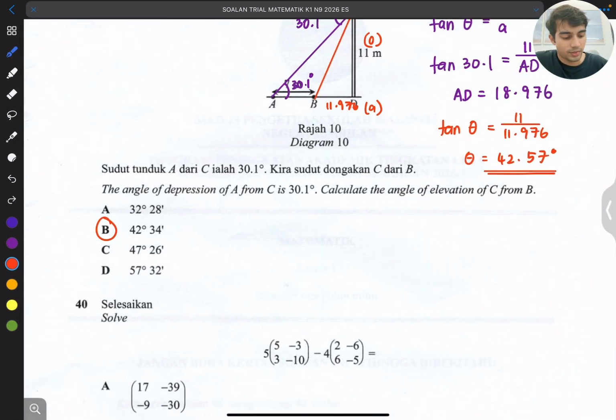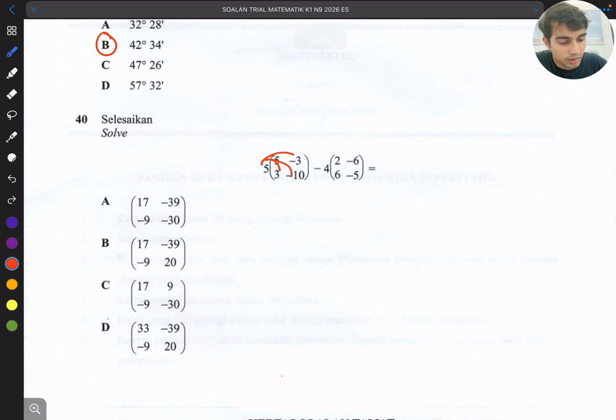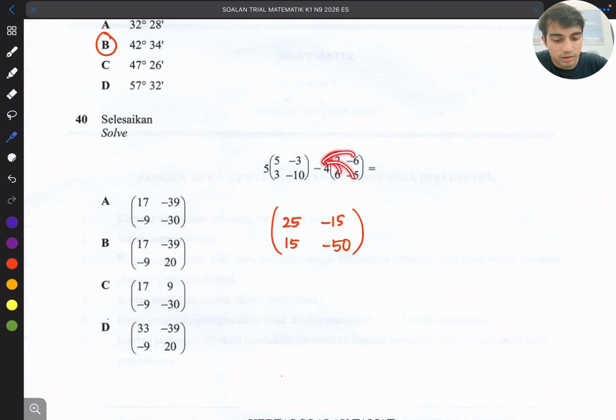That's it. Last question. Solve this. Okay, so let's try to do it. 5 times, basically here 5 you must times with everything. So 5 times 5, 25, 5 times negative 3, negative 15, 5 times 3, 15, negative 50. Then here 4 you times everything. 4 times 2 is 8, 4 times negative 6, 4 times 6, 4 times negative 5. Then we minus.